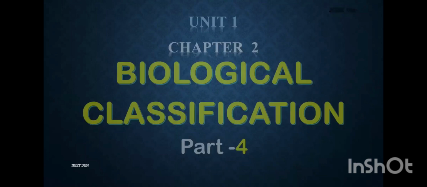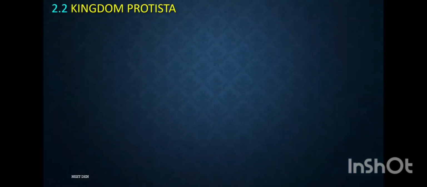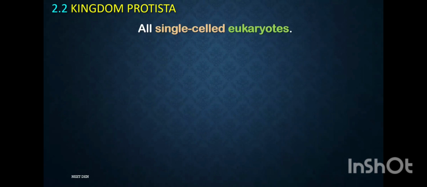So before we move on to part 4, let us revise part 3. What did we learn in part 3 of biological classification? We learned about kingdom Protista, and we know now that kingdom Protista are all single cell eukaryotes. Since they are eukaryotes, they will have a well-defined nuclear membrane around the nuclear material, and they will also have various membrane-bound organelles inside the cytoplasm.